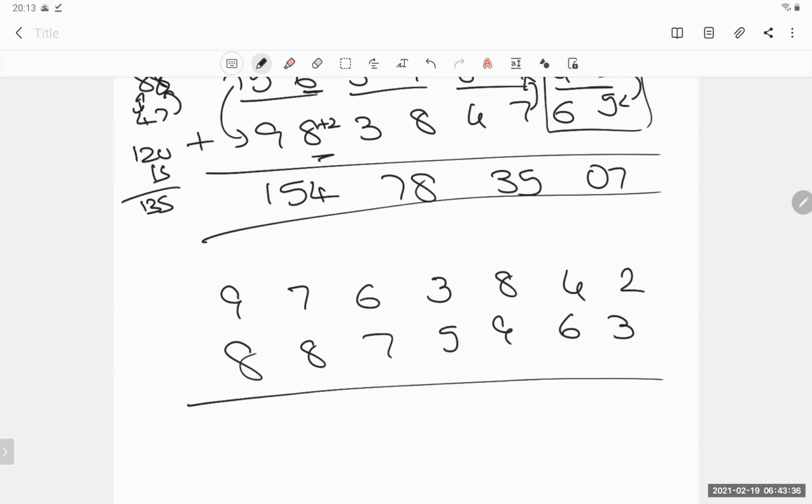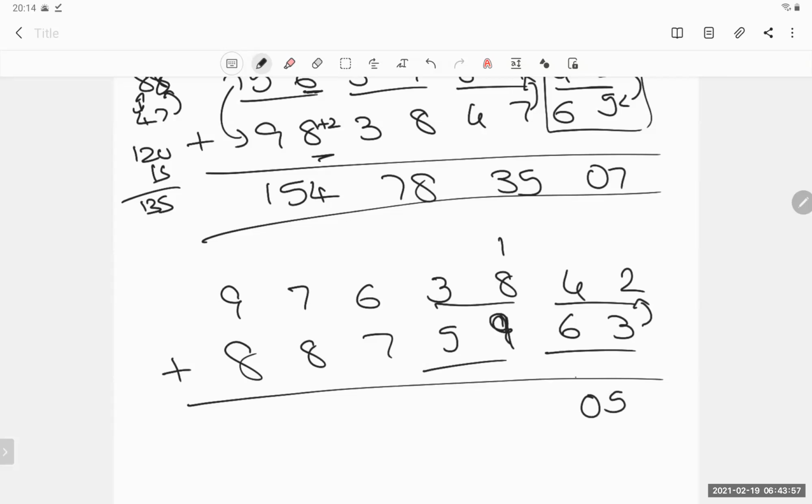Anybody? Dinesh? Hello. Yes, sir. Dinesh, go for it. Yes, sir. 42 plus 3, 45, sir. 45 plus 105, sir. Okay. 151. Like 38 plus 9, 47, sir.